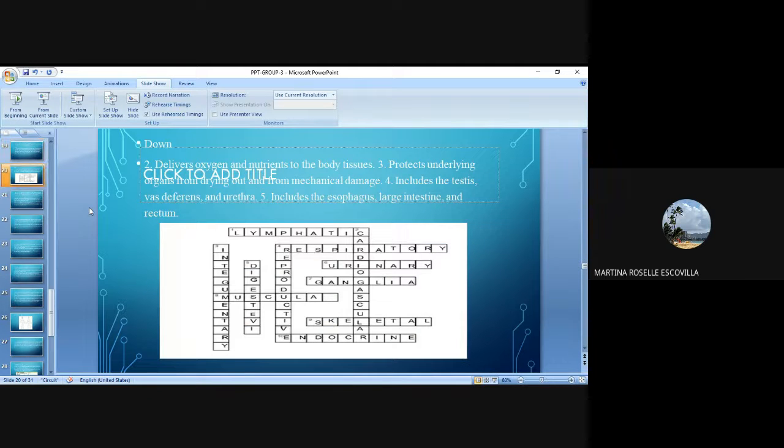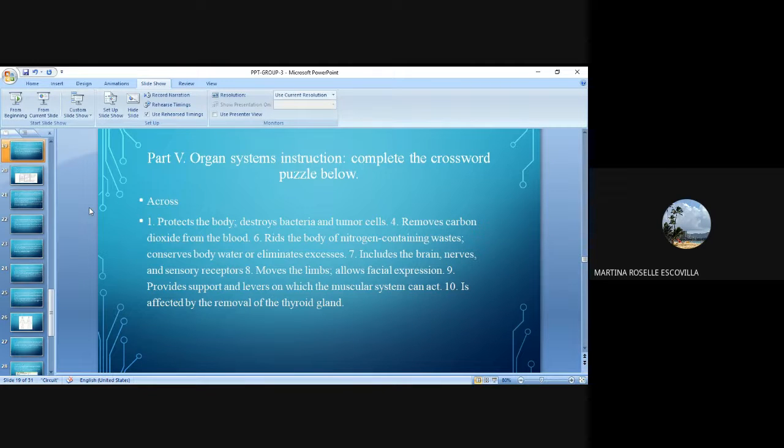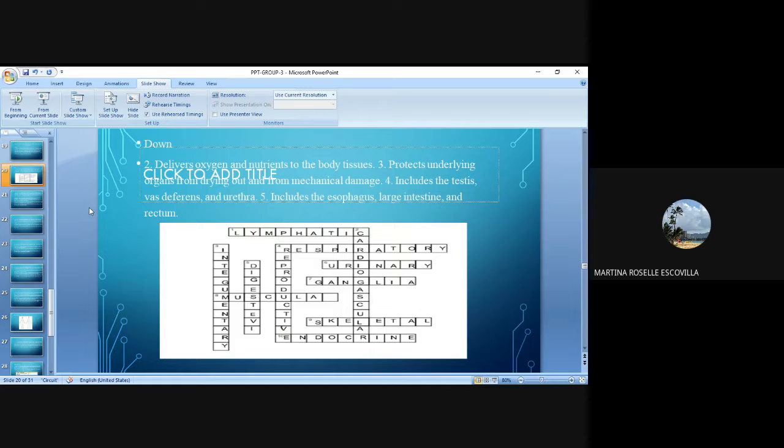So, the number one, it protects the body and destroys bacteria and tumor cells. So, the answer here is lymphatic. A lymphatic is a network of organs, tissues, vessels, and nodes that filter and circulate lymph throughout the body.